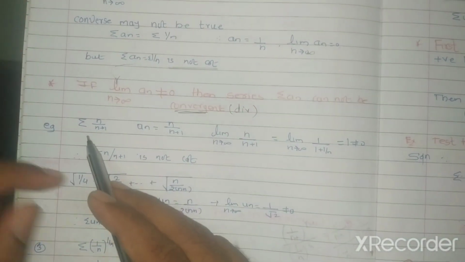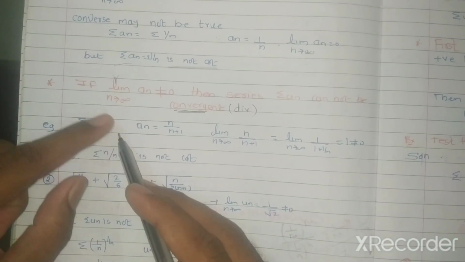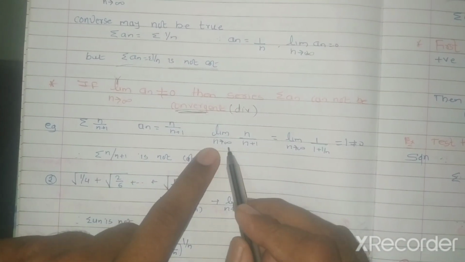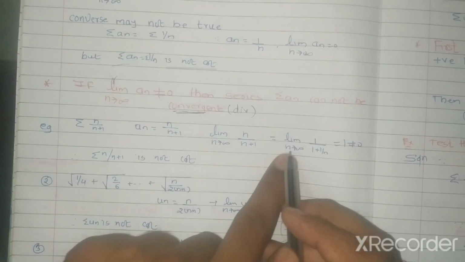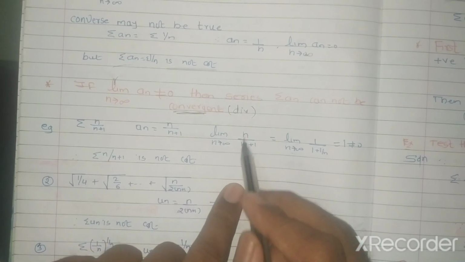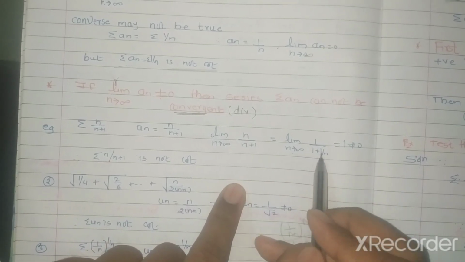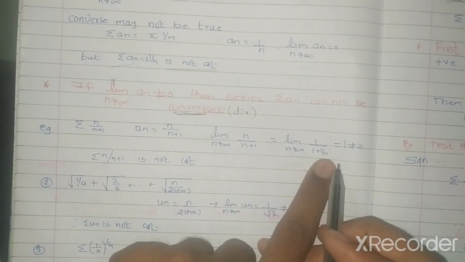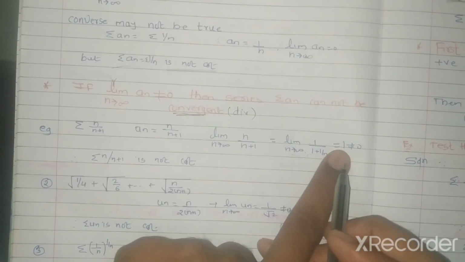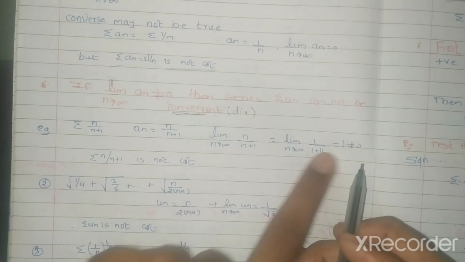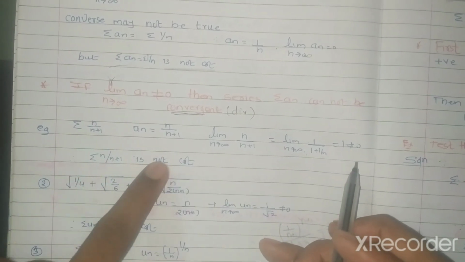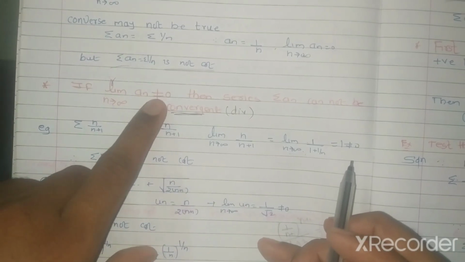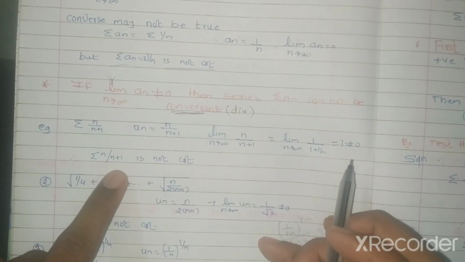For example, summation n upon n plus 1. This series has a_n equal to n upon n plus 1, and the limit as n tends to infinity of n upon n plus 1. We take n outside, then we get 1 upon 1 plus 1 by n. Here n cancels, and as n tends to infinity 1 by n is 0, so 1 upon 1 is 1, which is not equal to 0. Then we say that this series is not convergent. If not equal to 0, then not convergent, means divergent.